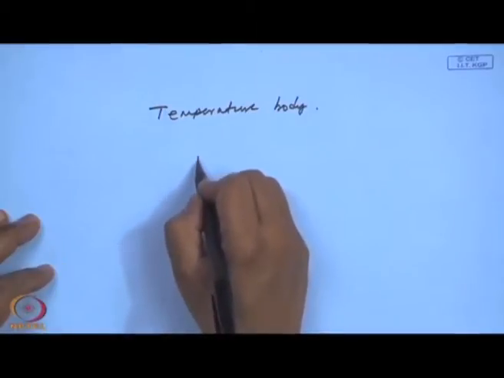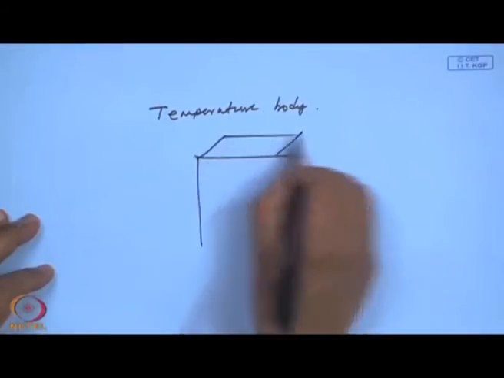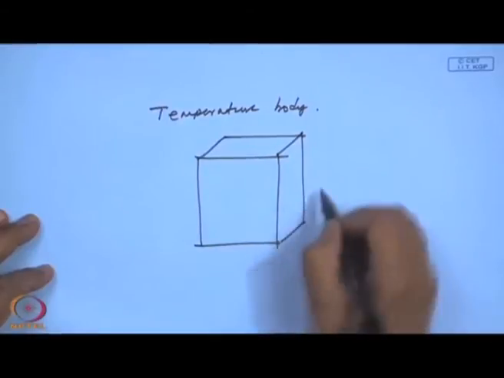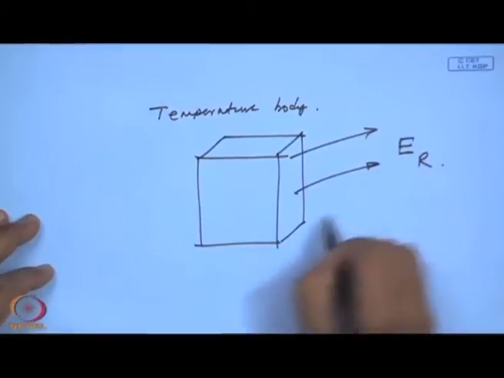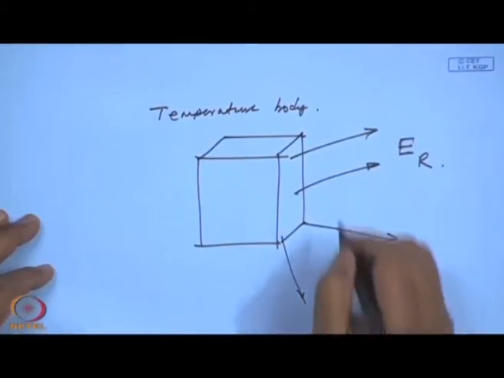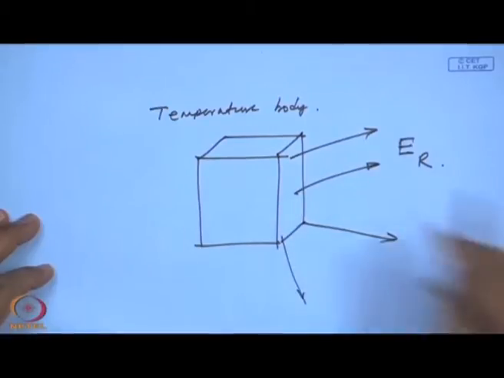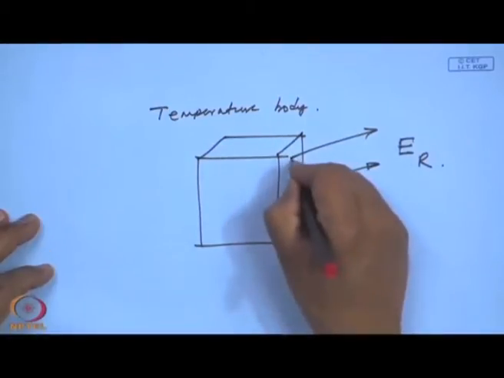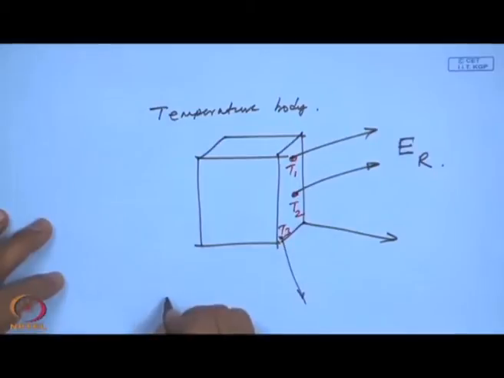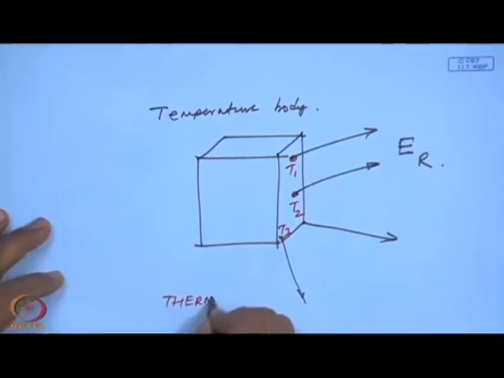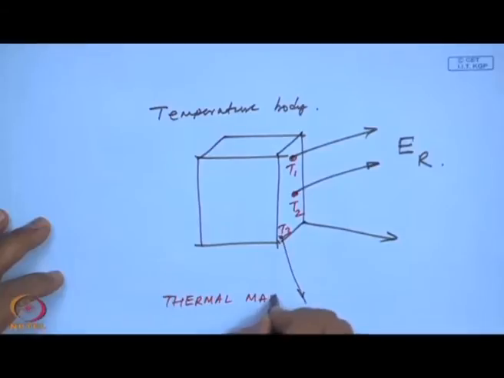Now, there are devices which can measure the energy radiated from every location and then give us some indication of the temperature at these locations, maybe T1, T2, T3. Then we can get what is known as a thermal map, or an IR temperature image, or a thermogram.